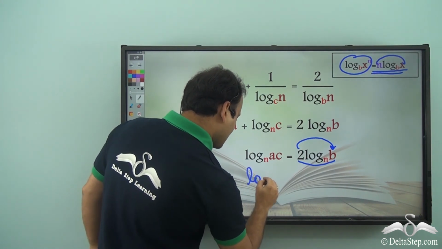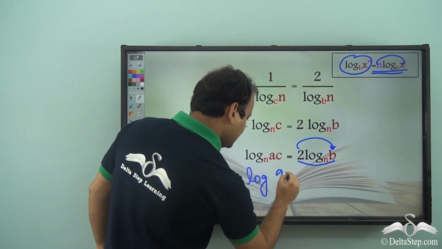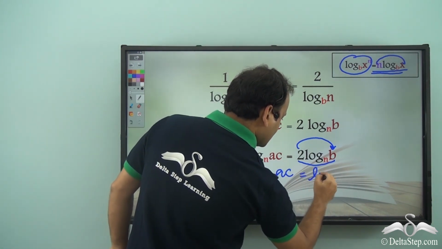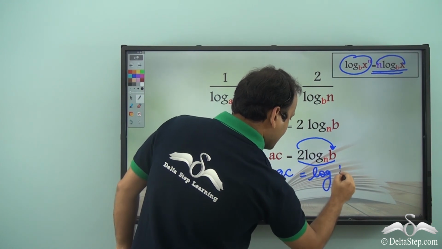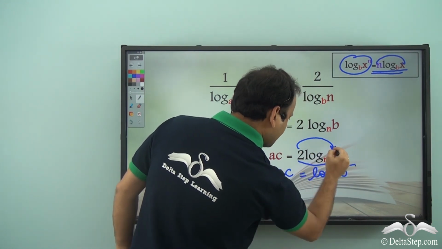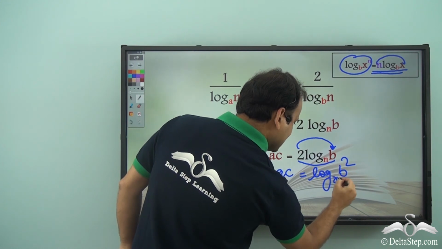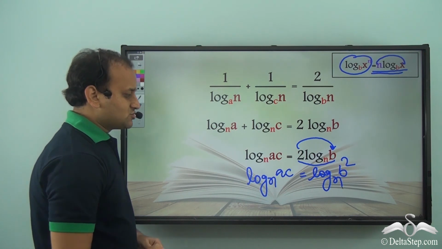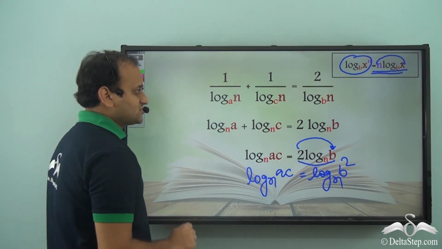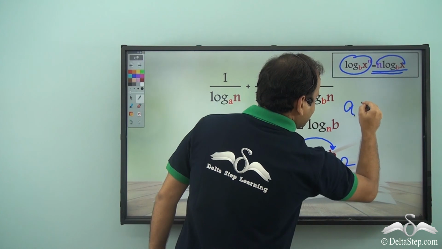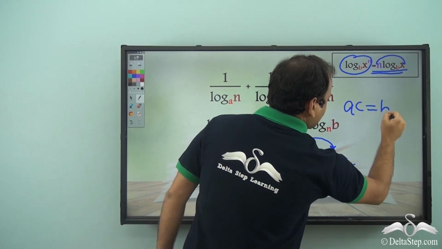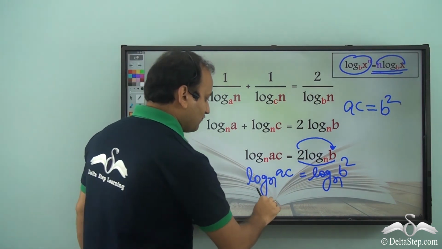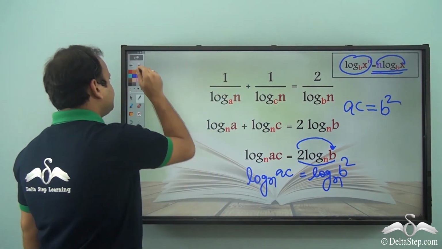We can write it as log ac to the base n is equal to log b square, that is 2 came here, to the base n. Now, what did we need to prove exactly? We needed to prove that ac is equal to b square, isn't it? And now we have this particular expression.